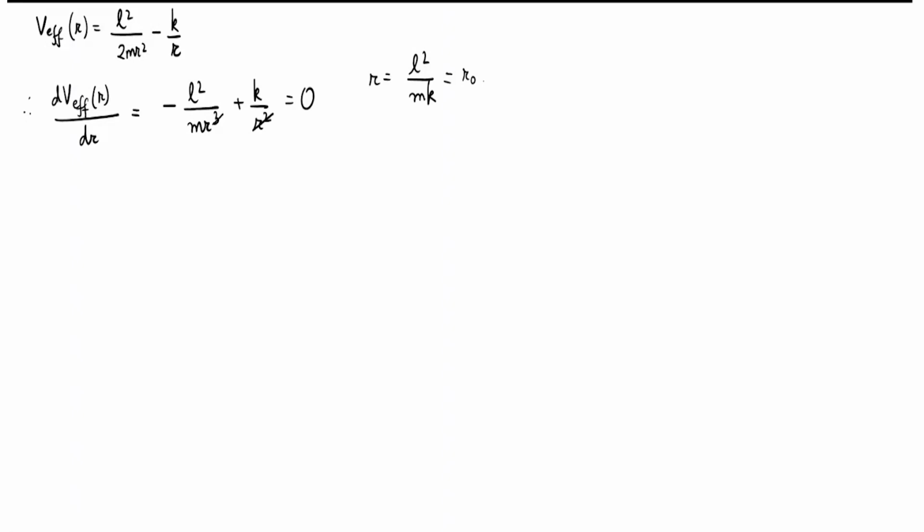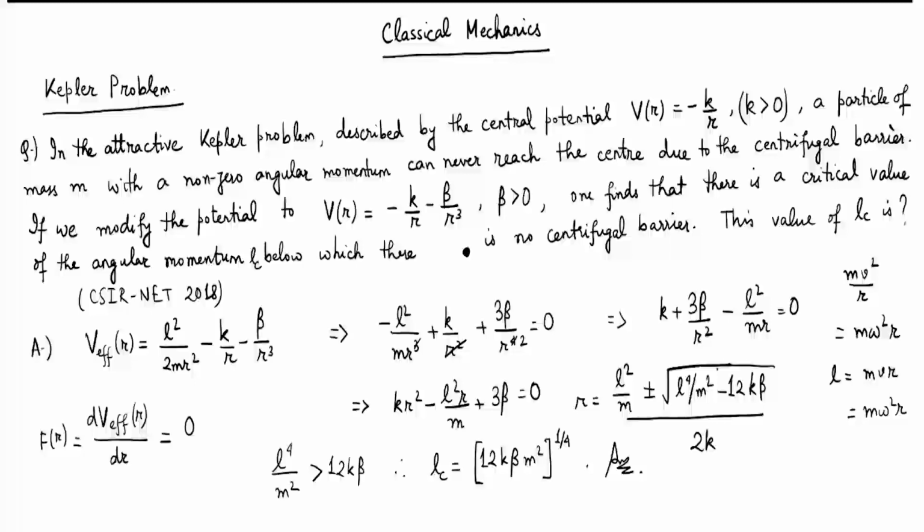But here, this is not the case. If L is less than this value, 12k beta m square whole to the power 1 by 4, your particle cannot escape falling into the gravitating body, whatever be the velocity, because r doesn't have a real value.